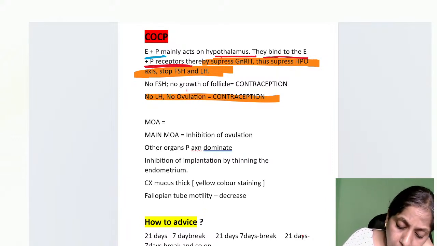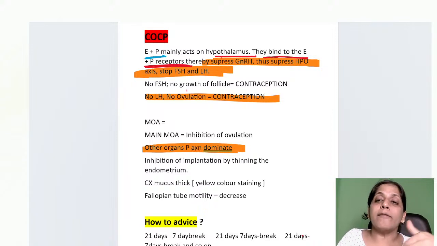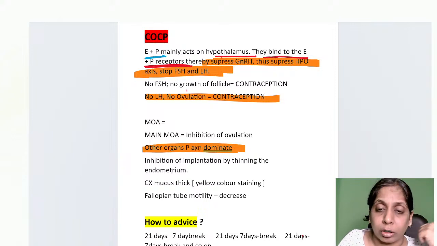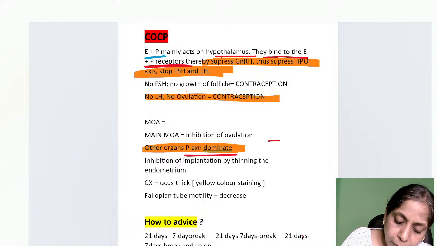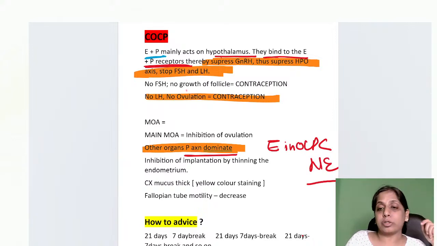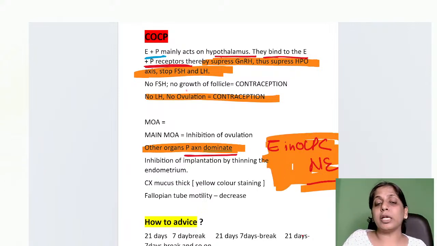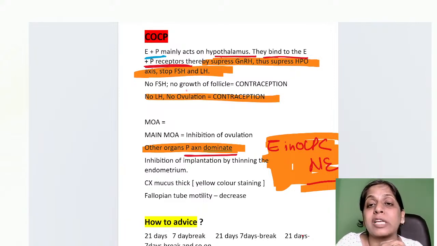Okay, but the estrogen and progesterone which the patient is taking orally via the pills will not only act on the hypothalamus, they will also act on the uterus and the other organs. And now when it acts on the uterus, the progesterone action will dominate, because estrogen in OCP is very less as compared to the natural estrogen. And this is the crux of the main concept of the contraception. Estrogen in OCP is very less as compared to the natural estrogen, which has been stopped.